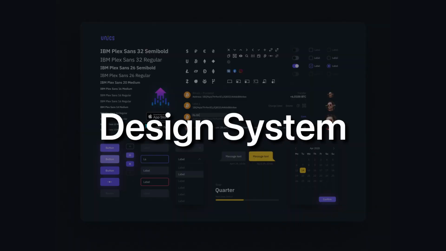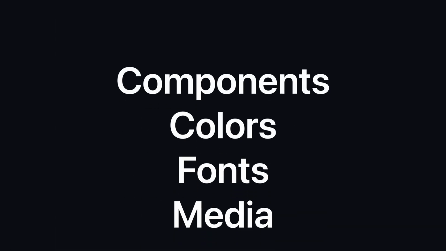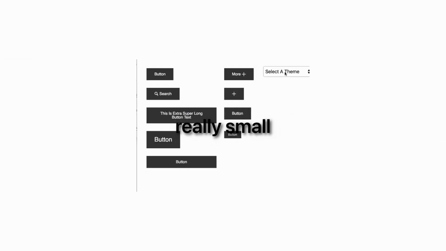This is called a design system. It lays out all the different components, colors, fonts, and media that we use in your design. This is supposed to make everything very consistent. Design systems can be really small or absolutely massive. The colors should reflect your product's industry and your own brand colors and values.